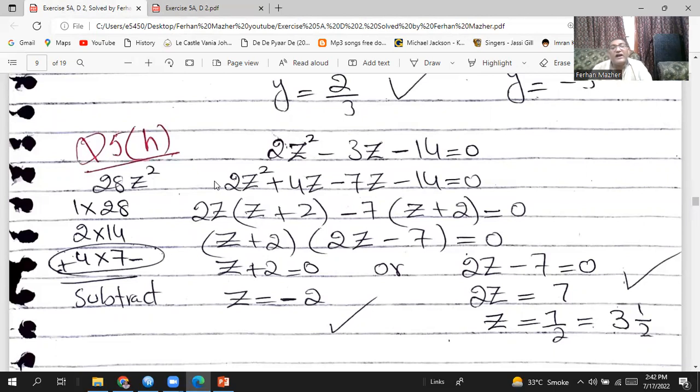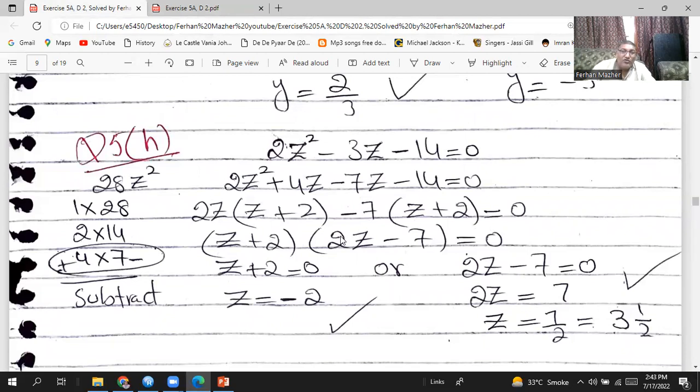From the first two terms, you can take 2z common. So in the bracket, you are left with z plus 2. From the last two terms, minus 7 is common. So in the bracket, you are left with z plus 2. From this and this, the z plus 2 bracket is common. From here, you will have 2z in the other bracket, and from here, you will have minus 7 in the second bracket.